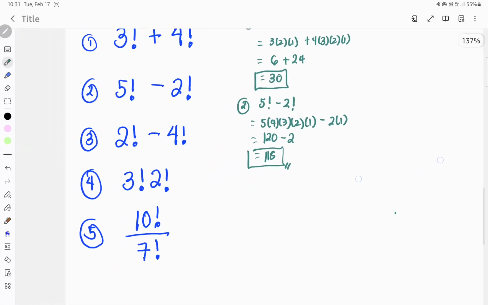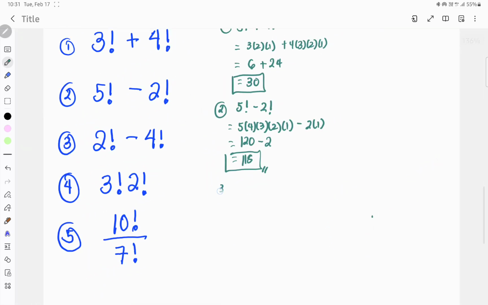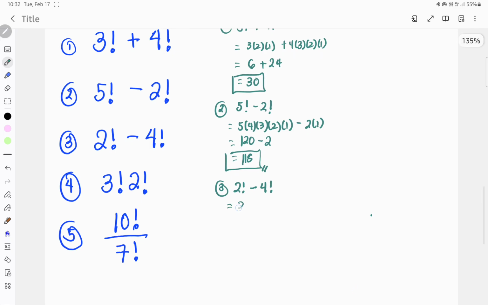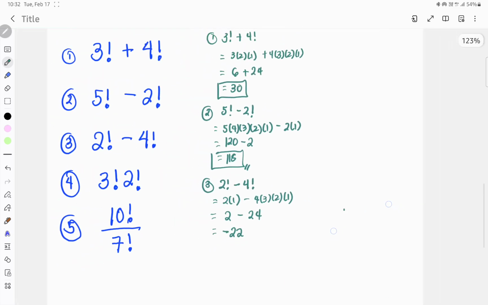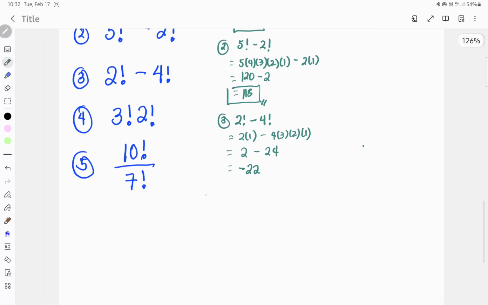So, let's go with number 3. In number 3, that will be different. We have 2 factorial minus 4 factorial. So, expanding that, solving that first, you have 2 minus 4 times 3, 12, 24, negative 22. Okay, we're good. I think let's go now with number 4.